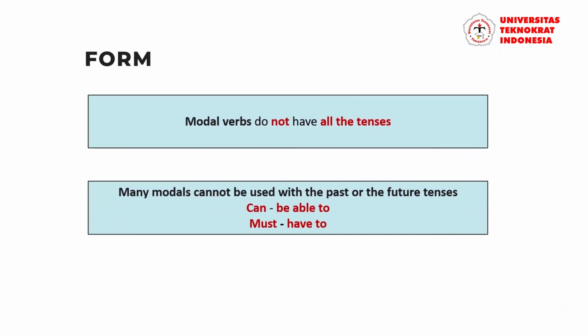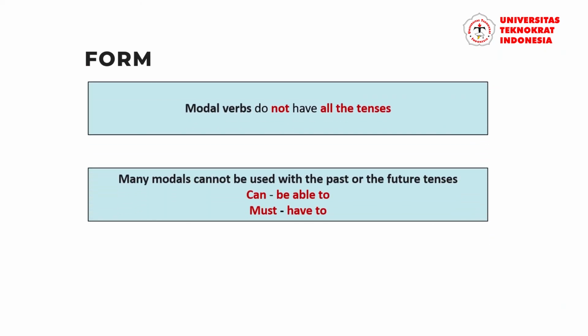Okay, the next rule is that modal verbs do not have all the tenses. So if, for example, in the present we can use this kind of modal, in the past can we use that modal? These are the examples. There are some modals which do not have the past form, like modal can. This modal has a similar meaning to is able to, be able to. And then for must, it has a similar meaning to have to.